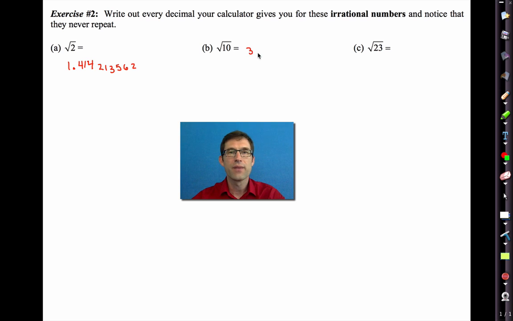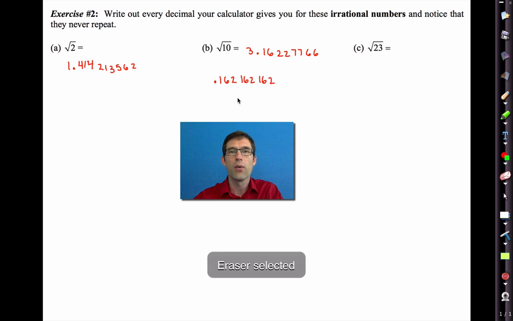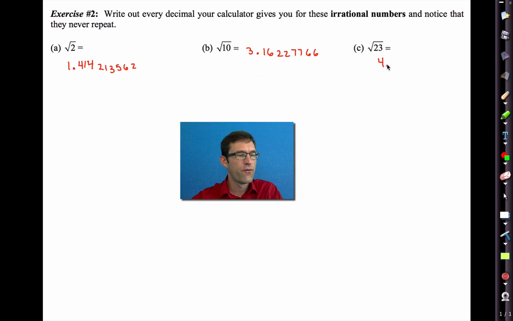The square root of 10 is 3.16227766. Now that's a cool looking pattern, but it's not a repeating pattern. If we had seen something like this, 162, 162, 162, that would indicate a rational number. But that's not what we see. So don't be fooled by the 22, 77, 66. That's irrelevant. The square root of 23 is 4.7958311523. Again, absolutely nothing there that we see repeating in terms of a pattern.